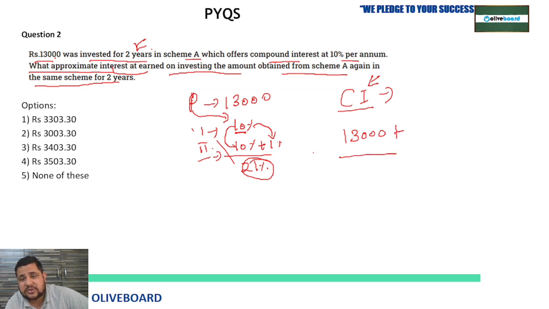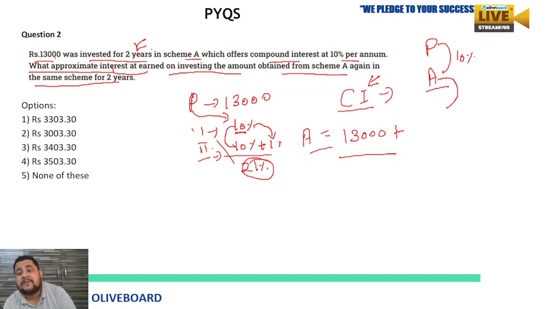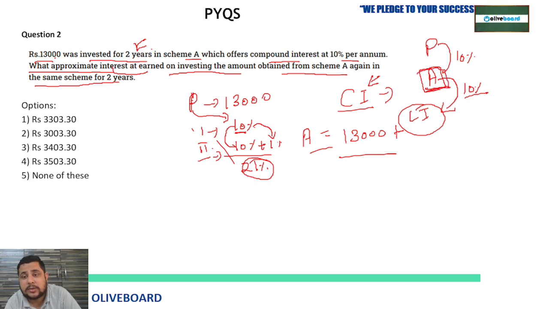Just add that, so you will get the amount. Understand the thing: you invested a principal for 2 years at 10% per annum, and you are getting this amount. Then again you are investing the amount which you received in the same scheme at the same rate of interest. They are asking how much interest you are getting here. So first of all you must find out the total amount. When you first invested that principal, 13,000 plus 21% of 13,000.